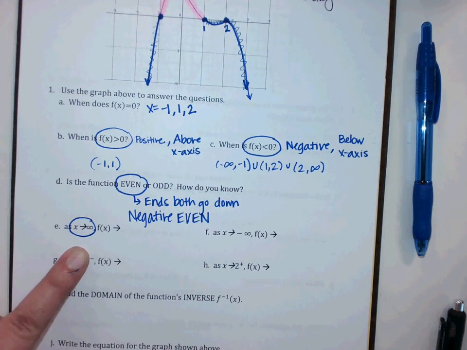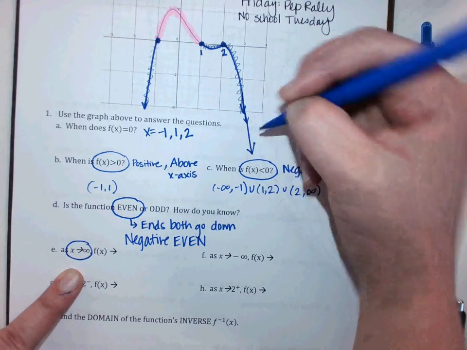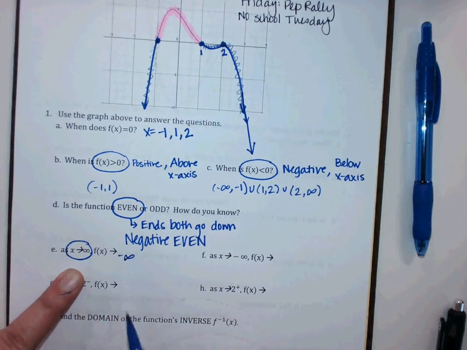Which end of the graph should I be looking at? The front end or the back end? Okay, x to infinity is forward. What is my graph doing as my x's go forward? To negative infinity.